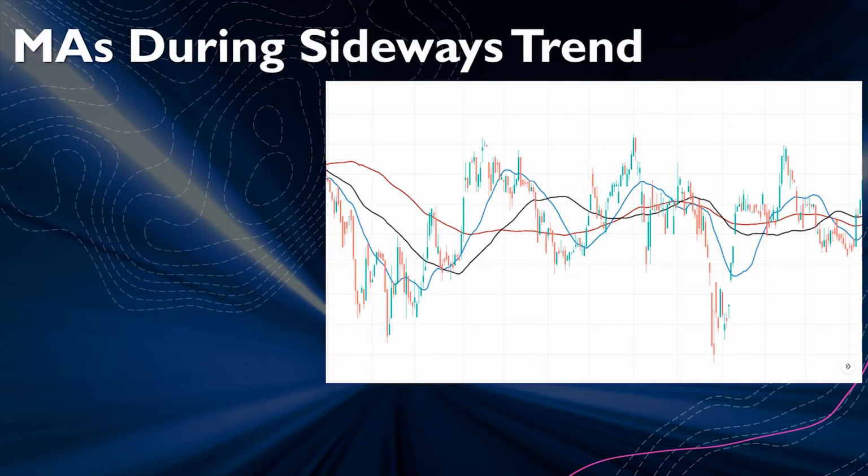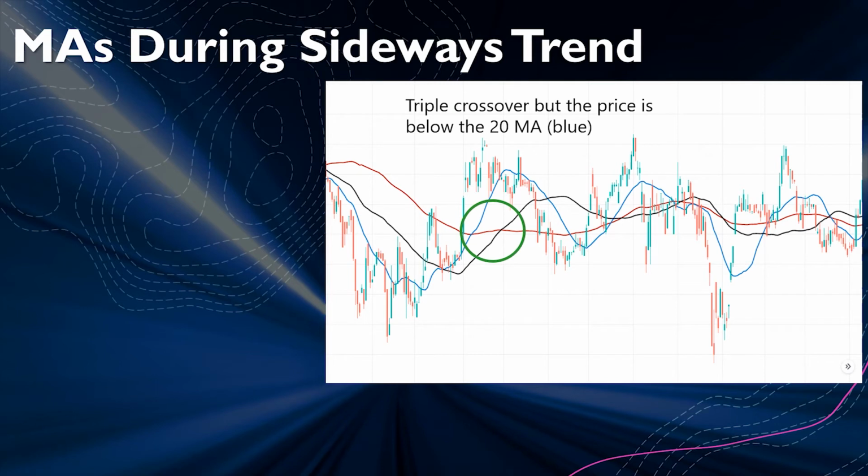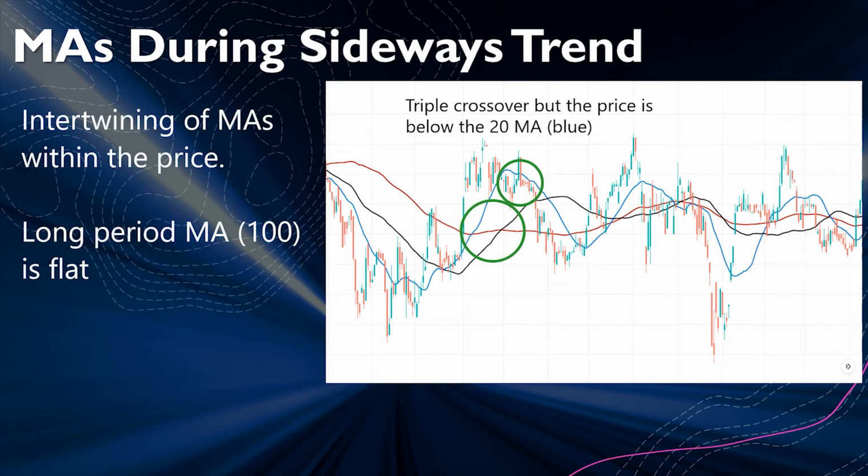In this example, the MAs formed a triple crossover, but notice that the price is below the short period moving average. MAs during sideways are intertwined with the price. The price may oscillate within the MAs. Crossovers may give false signals, so be careful. And take note that the 100 MA is flat.